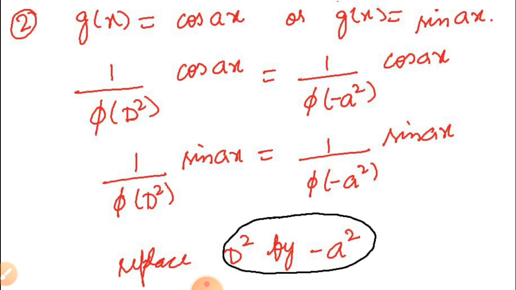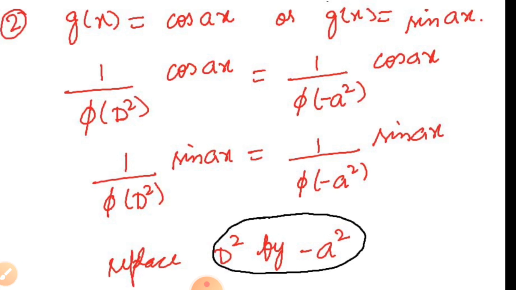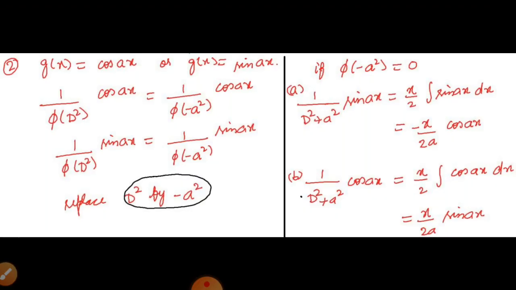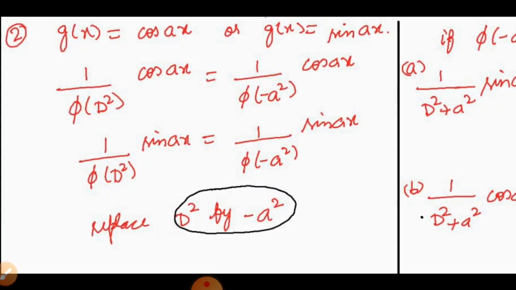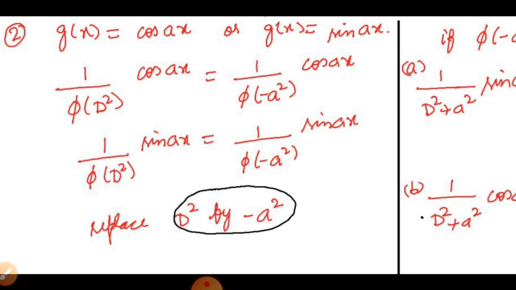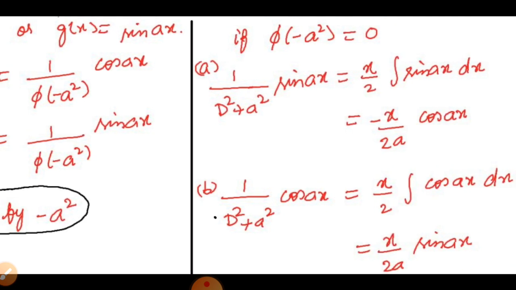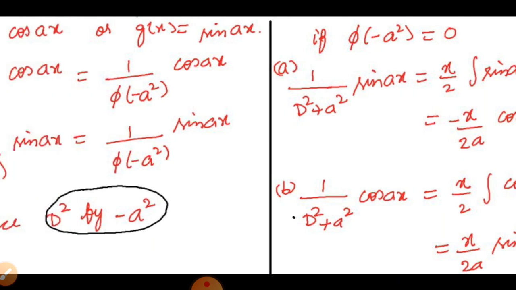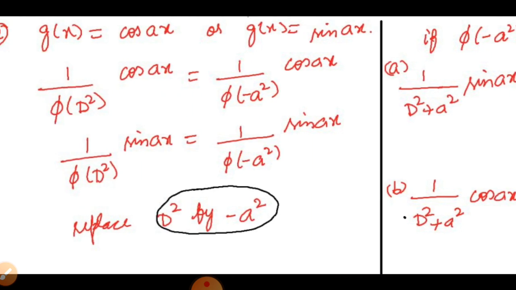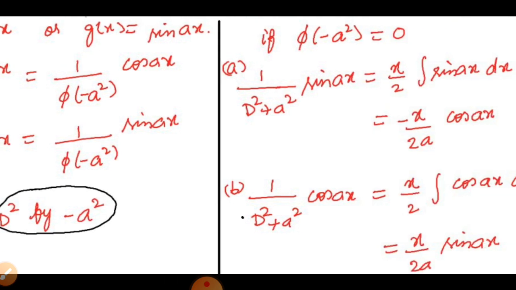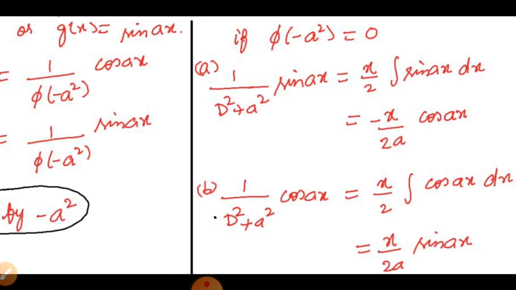So to see the use of this equation, we can have an example. Suppose our example is like this. If g(x) equals cos x or g(x) equals sin x, we will just replace d square by minus a square. But there can be a case where by putting minus a square we can have a zero term, just as we were having in the exponential term. If our phi of minus a square comes out to be 0, we have to use this type of equation. Suppose our equation is 1 by d square plus a square, sin ax.